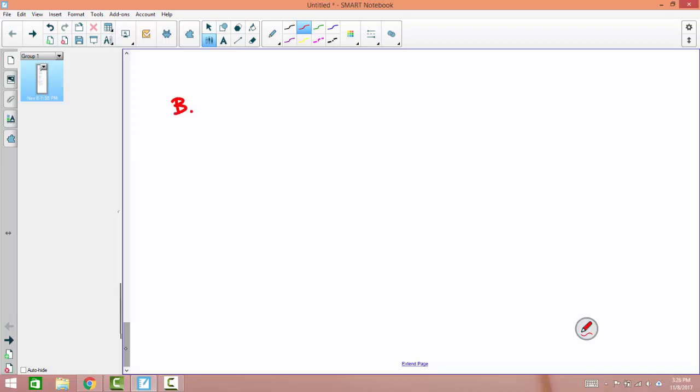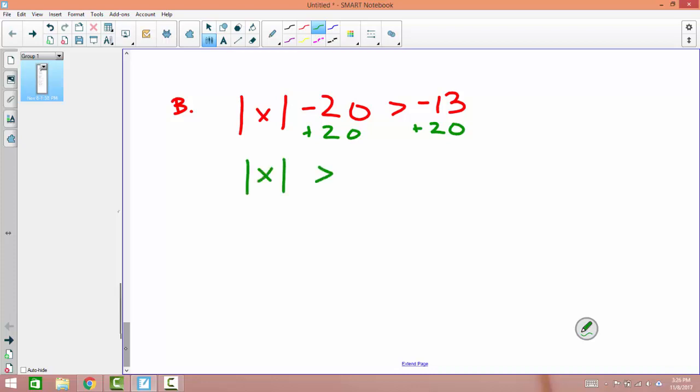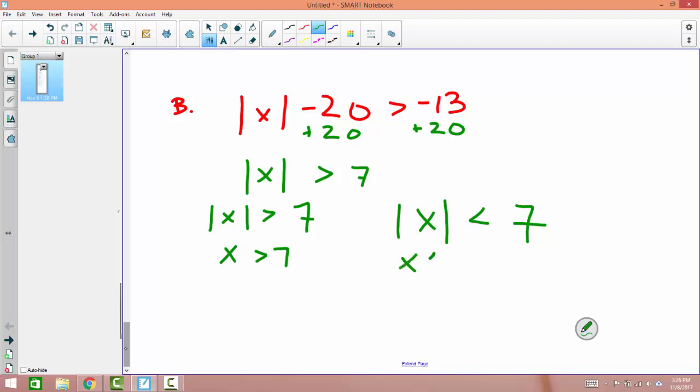Letter B reads, absolute of x minus 20 is greater than negative 13. The first step, isolate the x. So you're going to add 20. So absolute of x is greater than 7. Now you're going to write this twice, one with the positive. I'm going to make my 7 with a line through it. And one with the negative, flipping the inequality. Now you don't need the absolute value because the absolute value is completely isolated. That needs a negative because you made it negative and that's why it flipped.